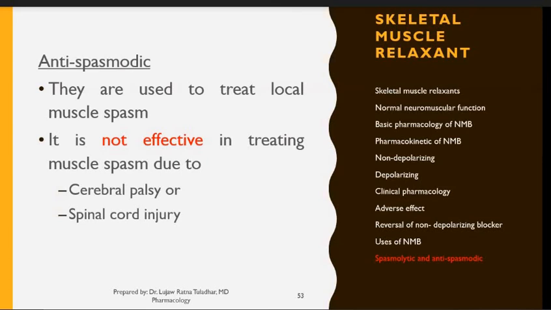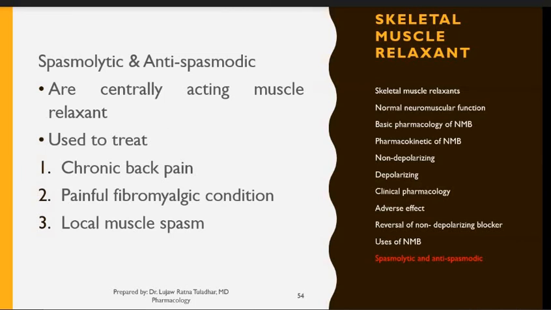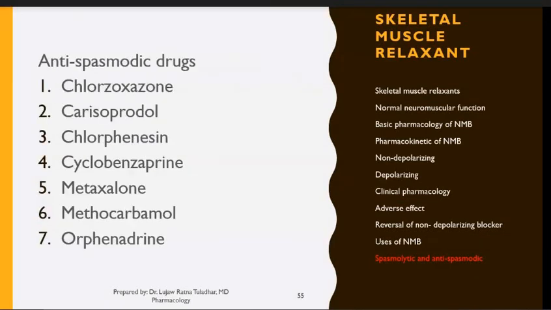Now among the antispasmodic यो चाहिँ फेरि spinal cord injury या cerebral palsy मा यो effective हुँदैन. यो चाहिँ basically तपाईको local muscle spasm लाई मात्रै use हुन्छ. ढाड दुख्यो, sudden muscle spasm हरु भयो भने मात्रै तपाईको antispasmodics are effective. यानी यसमा चाहिँ तपाईको drugs हरु छ chlorzoxazone, carisoprodol, chlorphenesin, cyclobenzaprine. र यो drugs हरुमा most commonly use हुने drug भनेको chlorzoxazone.